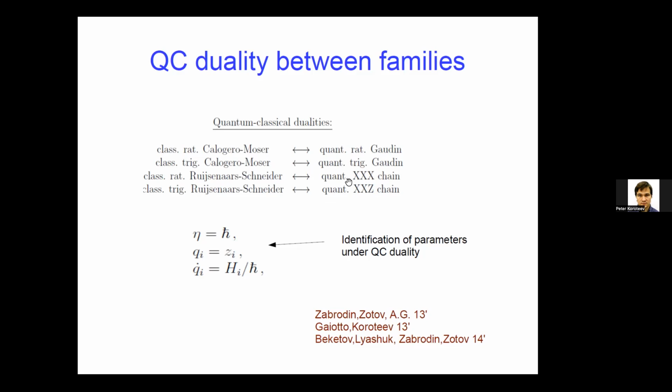And the identification of parameters is as follows. The Planck constant, the quantum parameter at the spin chain side, corresponds to the coupling constant in the Calogero-Moser or Ruijsenaars-Schneider system. Inhomogeneities at the spin chain side correspond to coordinates in the Calogero-Moser system, and local Hamiltonians at spin chains correspond to momenta in the Calogero-Moser system. The twists at the spin chain correspond to Hamiltonians at the Calogero-Moser side.